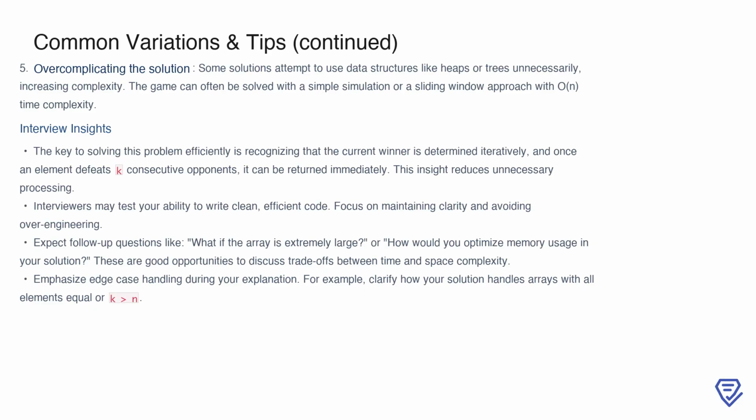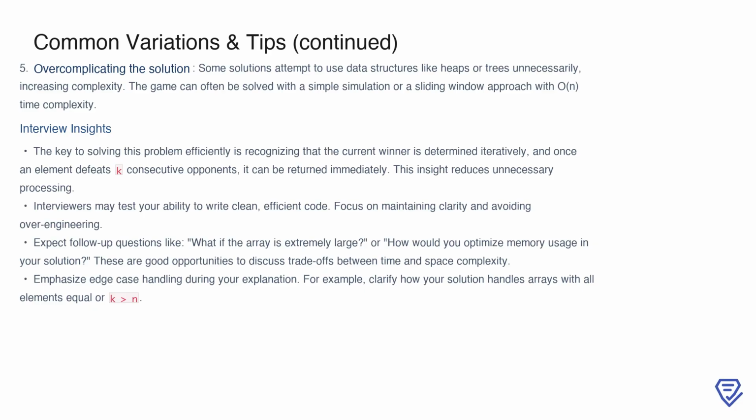time complexity. From an interview perspective, the key to solving this problem efficiently lies in recognizing the iterative nature of determining the current winner. Once an element defeats k consecutive opponents, you can return it immediately, which saves unnecessary processing. Interviewers may also evaluate how clean and optimized your code is, so prioritize clarity and avoid over-engineering. Be prepared for follow-up questions like how you'd handle extremely large arrays or optimize memory usage, as these are opportunities to discuss trade-offs between time and space complexity.